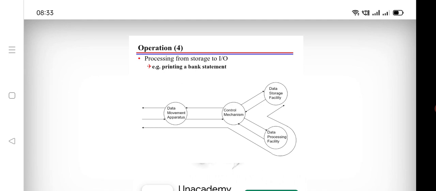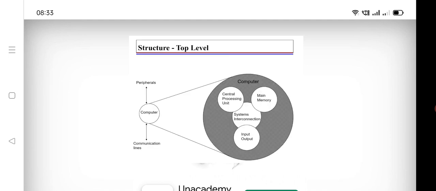So what you will be doing for printing a bank statement? You'll take the data from data storage. From the data storage, it will be given to the data processing unit. Our data processing unit will process the data. It will give it to the control mechanism. From the control mechanism, it will be given to the data movement apparatus. From the data movement apparatus, it is given to the printer to print the data. This is your fourth operation of your I/O.